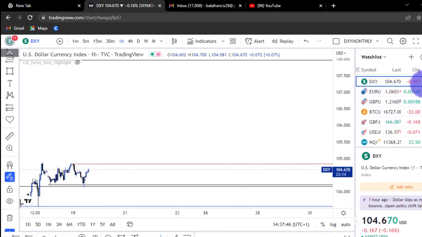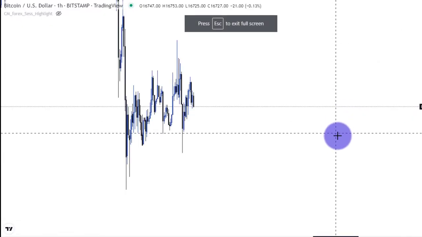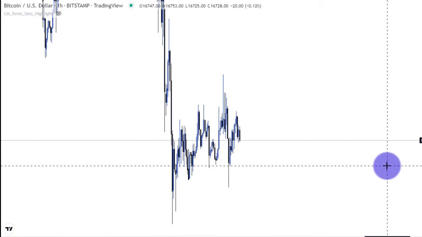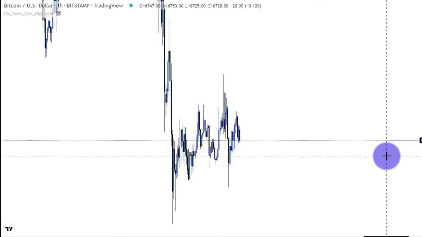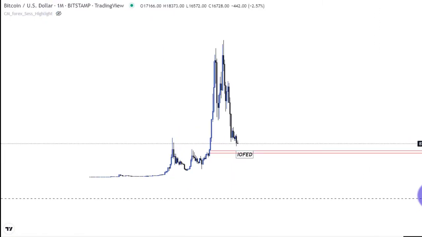Let's go and analyze, so let's look at BTC USD and see what's happening with BTC USD. So BTC USD here serves as a foreign currency because the dollar here is a quote currency, not a base currency. So go to the weekly time frame, the monthly time frame, and let's look at what's happening on Bitcoin.